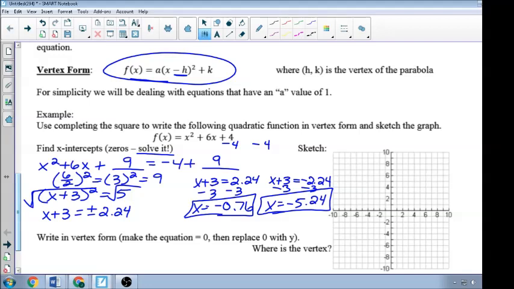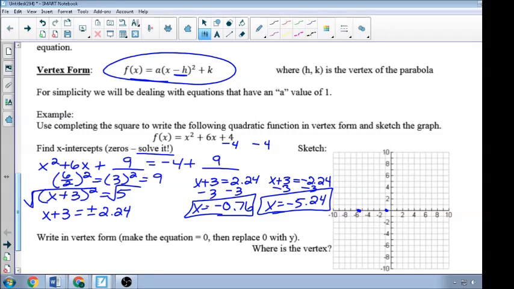That's where my zeros are going to be, my x-intercepts. So on the graph, it's going to be just in between 1 and 0, and then the negative 5.24 is going to be just short, or in between the 5 and the 6. So those are my 2 zeros.